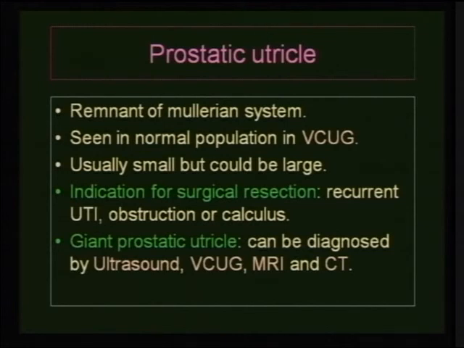Prostatic utricle. The prostatic utricle is a remnant of the Mullerian system of the female, and that's why I call it the male uterus. I thought I was the only one calling it like this, but I found on the internet some people are calling it the same thing. It is seen in the normal population and could be very small, but when it is large with recurrent infection or calculus, this is an indication for surgical resection. It could be large enough that we can see it by ultrasound, VCUG, MRI, and CT.